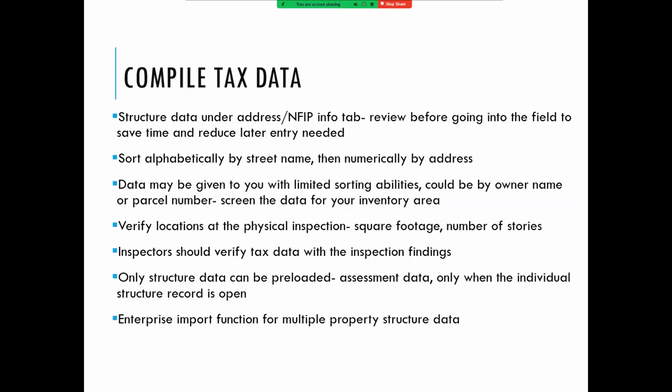And then the tax data. So this is the type of data you need for the address or NFIP info tab. So having that, again, ready to go before something happens. So we'll look at the software, but you can have a property inventory.